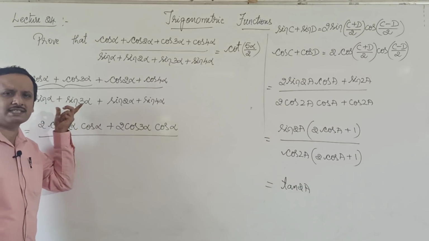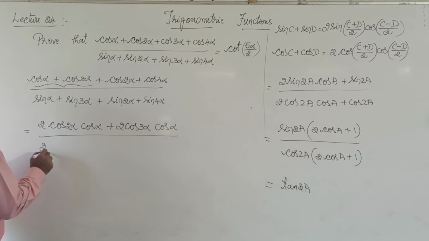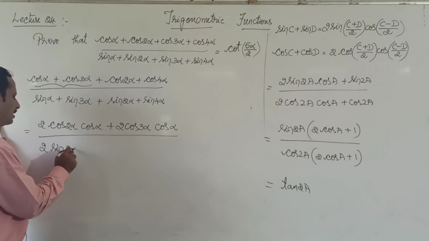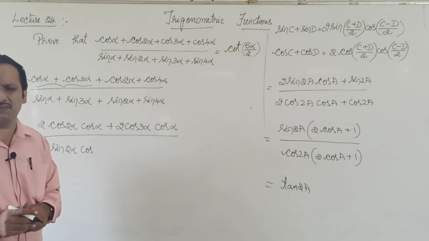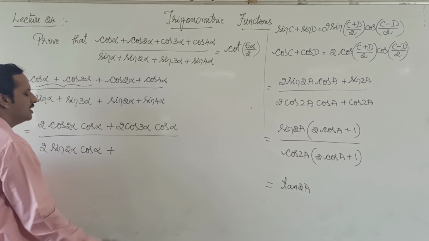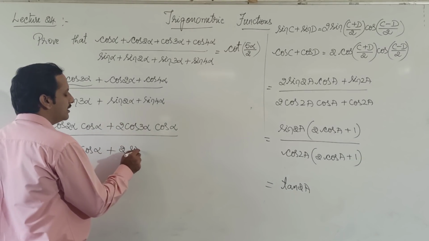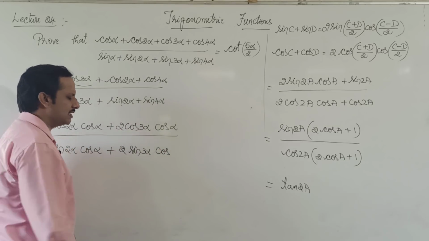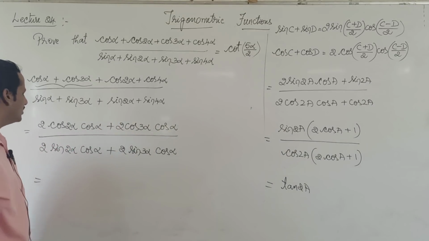Sin C plus sin D is equal to 2 sin (C plus D) by 2 into cos (C minus D) by 2. So that will give you 2 sin of (alpha plus 3 alpha) by 2, 4 alpha by 2, so sin 2 alpha, into cos of (alpha minus 3 alpha) by 2, which is minus 2 alpha by 2, minus alpha, cos of minus alpha can also be written as cos alpha. Using the same formula here also, we can write this as 2 sin 6 alpha by 2, that is 3 alpha, into cos of (2 alpha minus 4 alpha) by 2, that is minus alpha, cos of minus alpha is cos alpha.